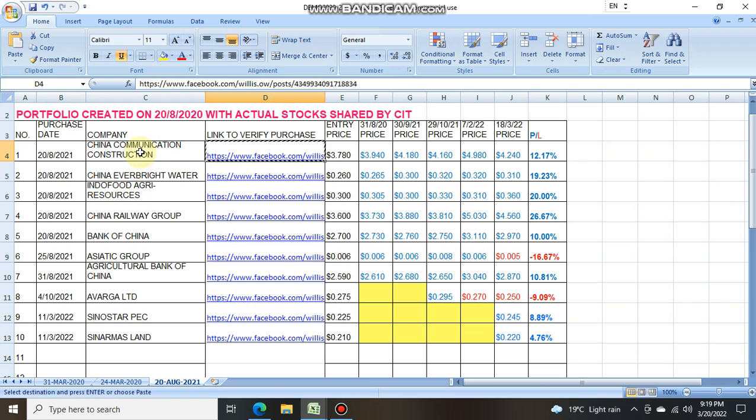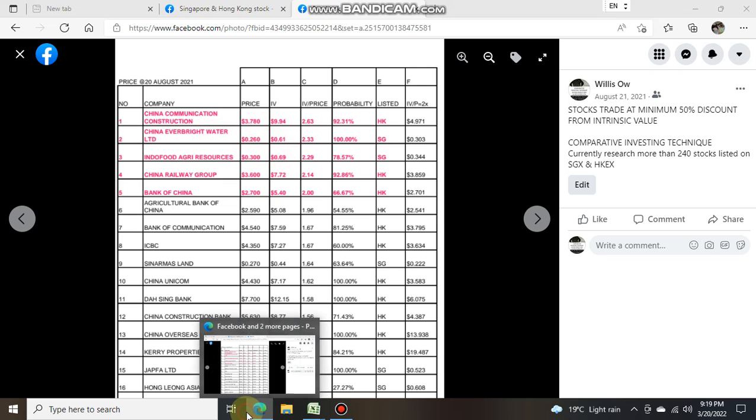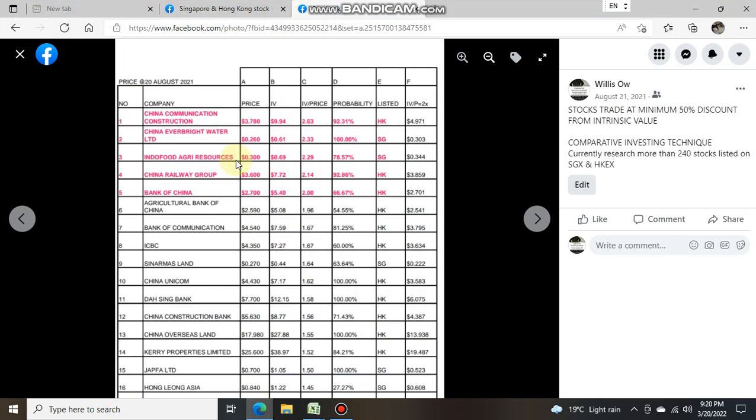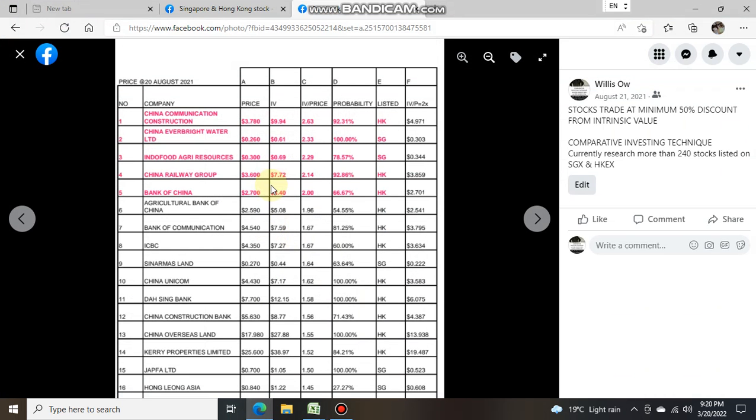China Communication Construction was added at 378, and you can see it stated here at 378. China Everbright Water was added at 26 cents, and you can see it was at 26 cents. Indo Food Agri Resources was at 30 cents, and you can also see it was at 30 cents. China Railway Group was at $3.60, again shown as 360, and Bank of China was 270, so it was at 270.